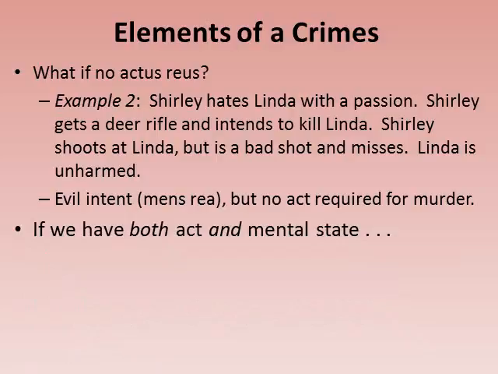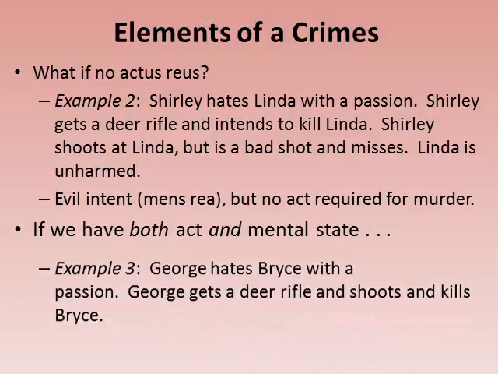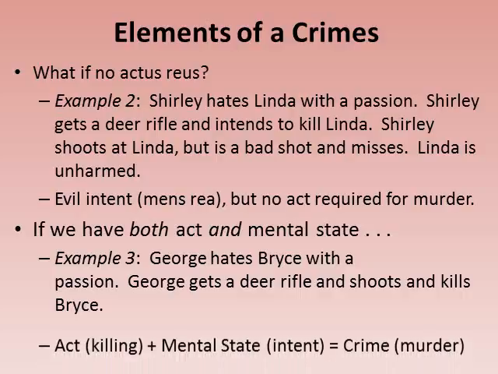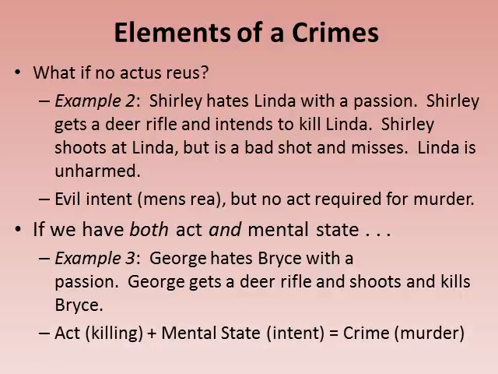Well, what if we do have both? If we have a wrongful act and a mental state? Example 3, George hates Bryce with a passion. George gets a deer rifle and shoots and kills Bryce. All right, well, we have an act. Somebody dies. George killed somebody. We have a mental state, there's an evil intent, thus we have the crime of murder. Somebody committed the crime because there was both a wrongful act and a wrongful mental state at the same time.